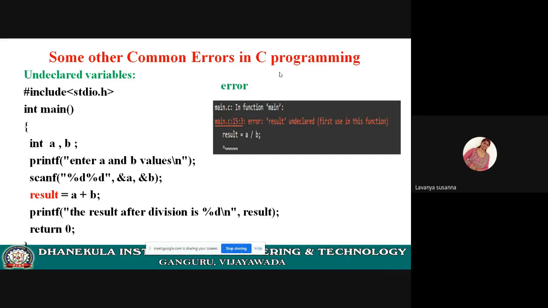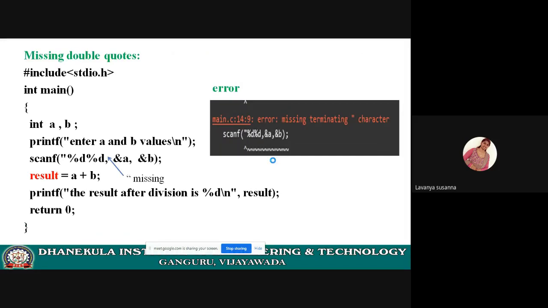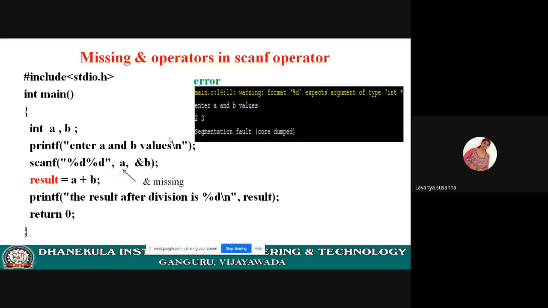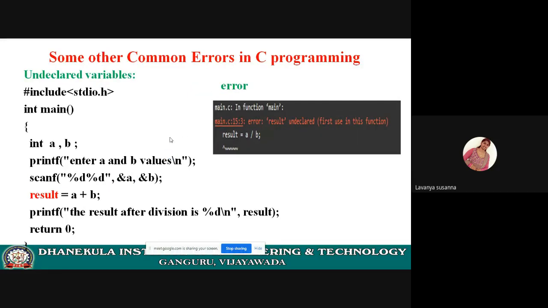Let us see some other common errors in C programming which are made by students. Okay, see here. Undeclared variables. See here, I'm moving the cursor. See, result equal to a plus b.